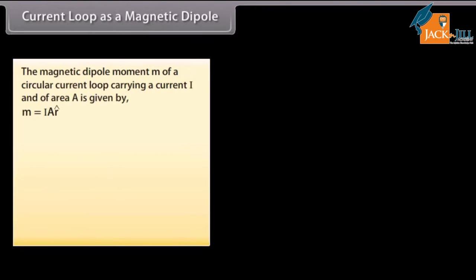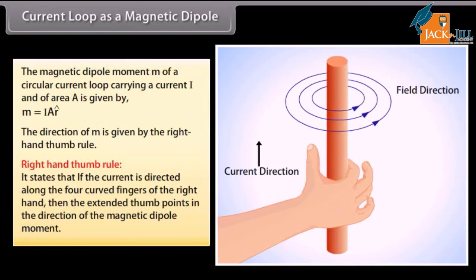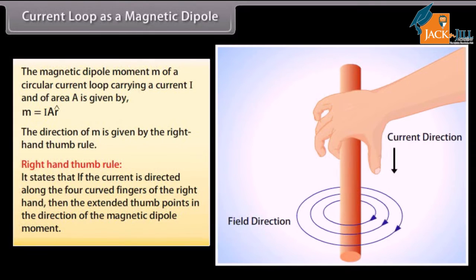Current loop as a magnetic dipole. The magnetic dipole moment m of a circular current loop carrying a current I and of area A is given by m is equal to the product of I and A n cap. The direction of m is given by the right-hand thumb rule. Right-hand thumb rule states that if the current is directed along the four curved fingers of the right hand, then the extended thumb points in the direction of the magnetic dipole moment.